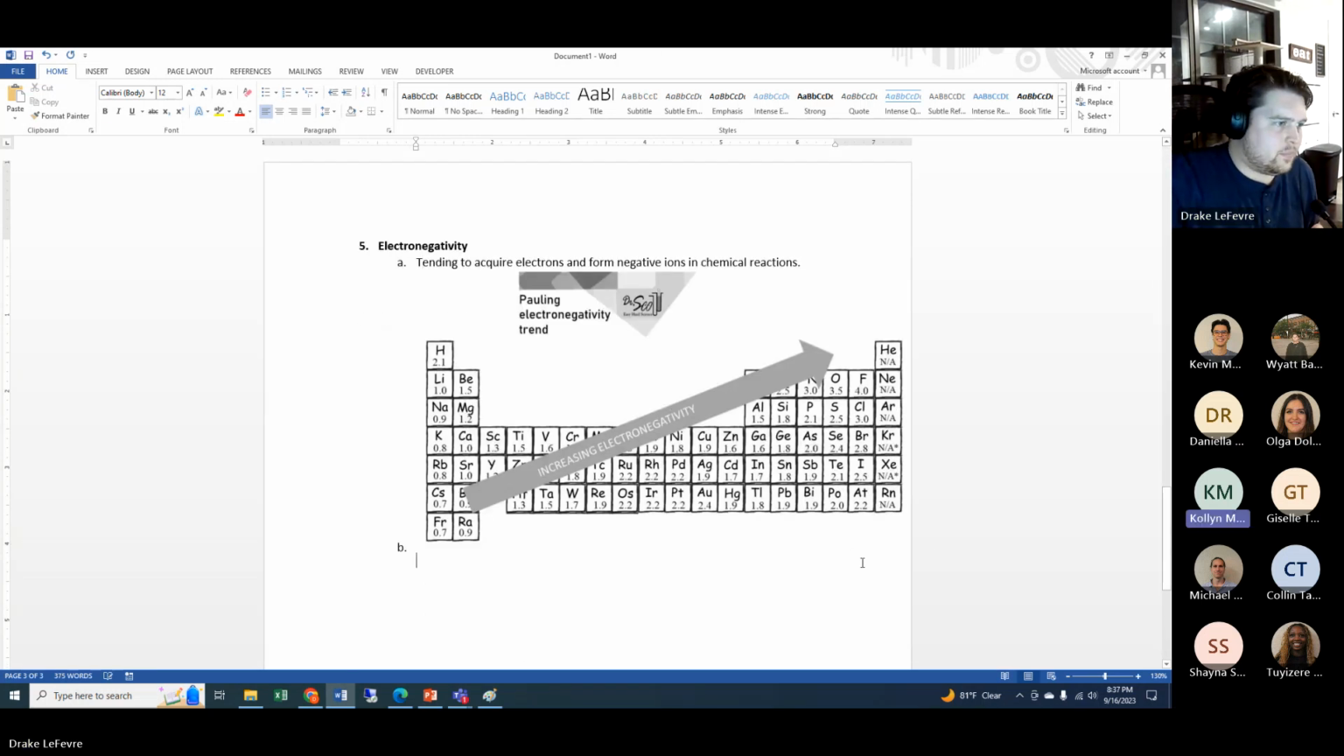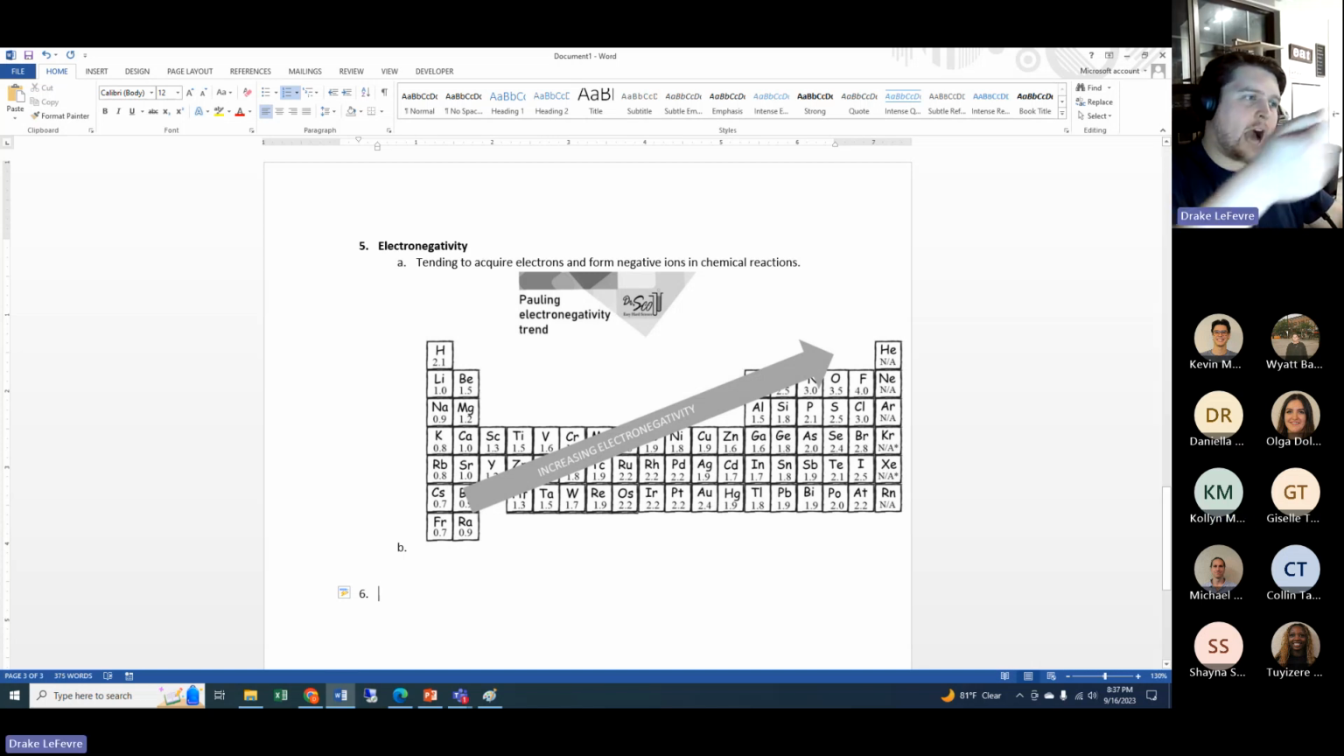Okay. So electronegativity is basically just the strength of the pull of the electrons. The pull of the atom, the nucleus of the atom, on the electrons. So the atom itself, how strongly it pulls the electrons and holds on to them. Does that make sense? Yes. Okay, sweet. And that is that whole first chunk.